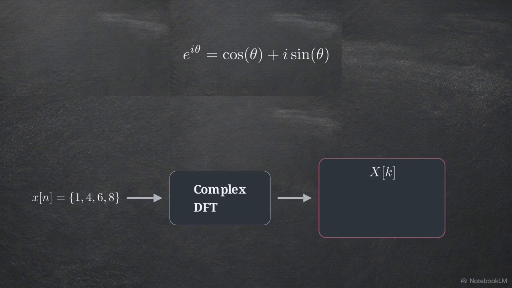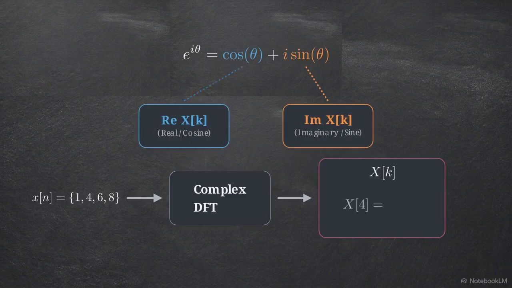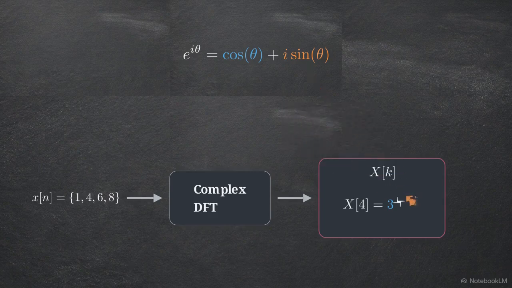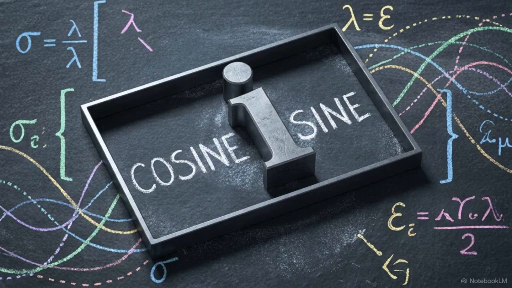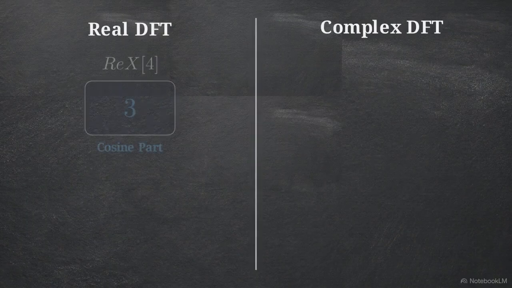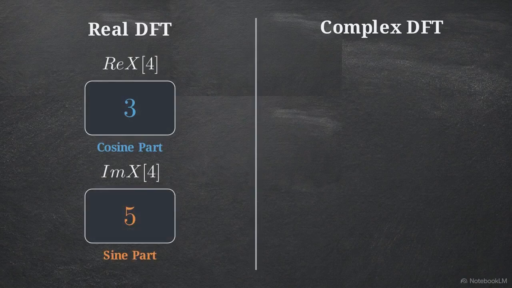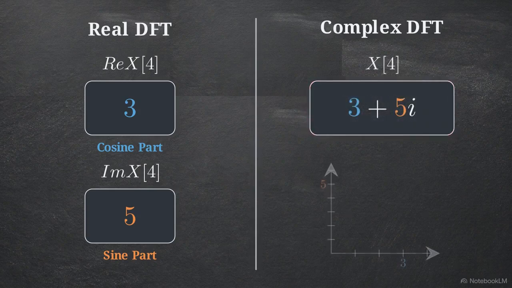Euler's formula provides the mathematical bridge. e to the i theta equals cosine theta plus i sine theta. The cosine part absorbs the real data, while the sine part absorbs the imaginary data. The imaginary unit i acts as a mathematical spacer. It keeps the cosine and sine values structurally distinct while housing them within the same variable. If frequency bin 4 has a cosine amplitude of 3 and a sine amplitude of 5, the real DFT stores two discrete values. The complex DFT stores them as a single coordinate, 3 plus 5i.